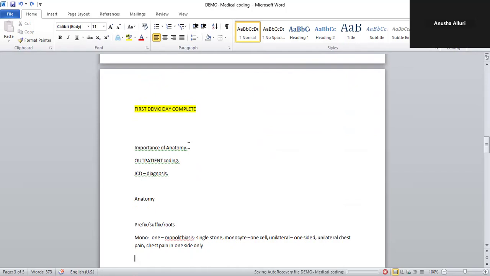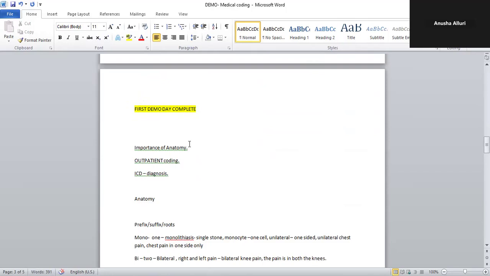Prefixes. What is bi? Two. What are the examples? Bilateral. Right and left. If the patient tells you about bilateral knee pain, it means right and left knee pain. Bilateral knee pain: the pain is in both the knees.